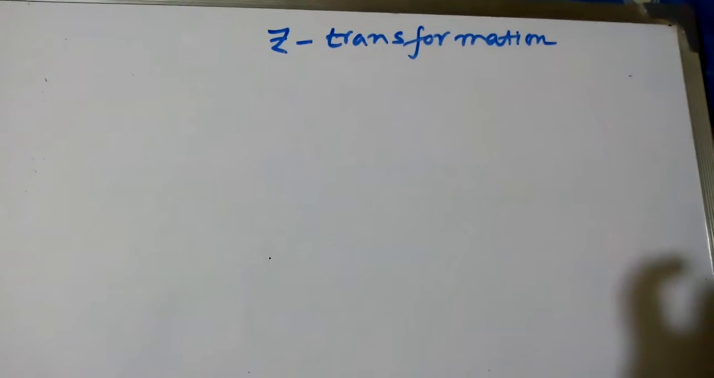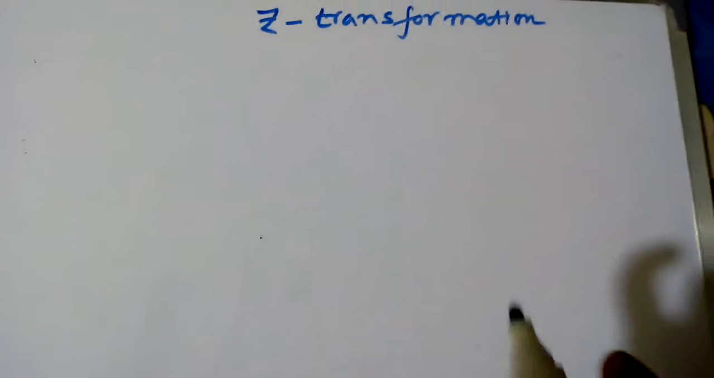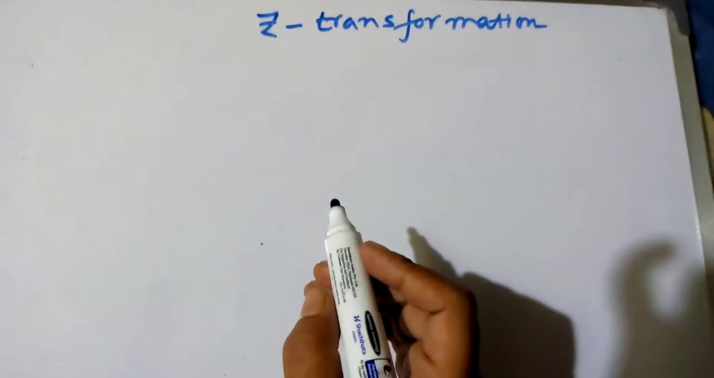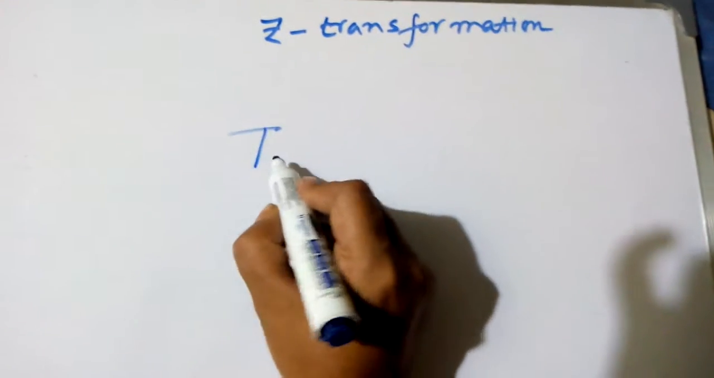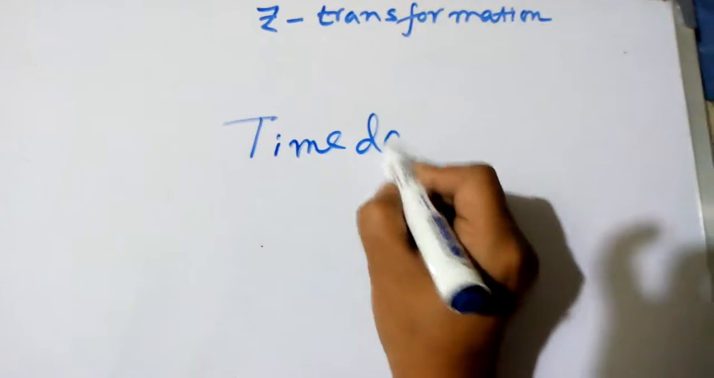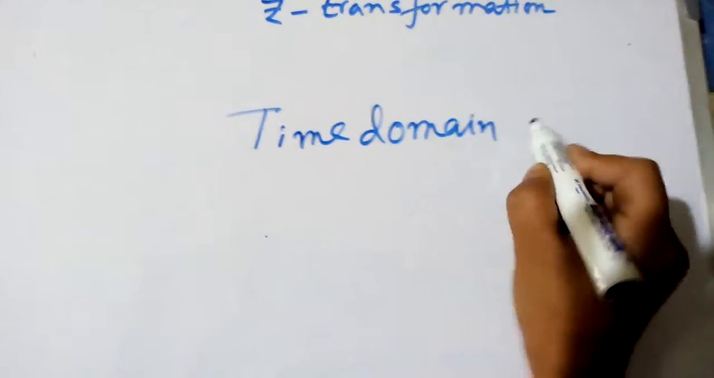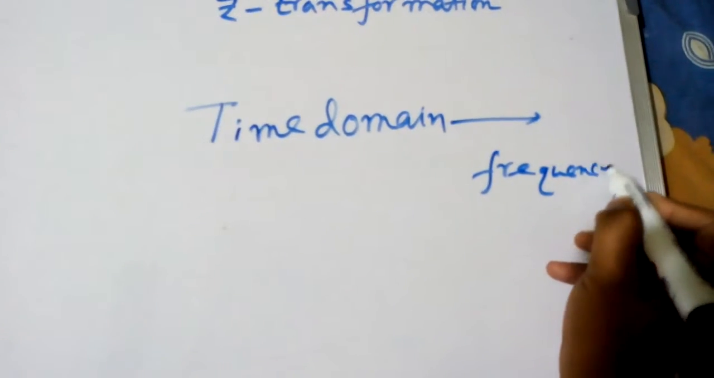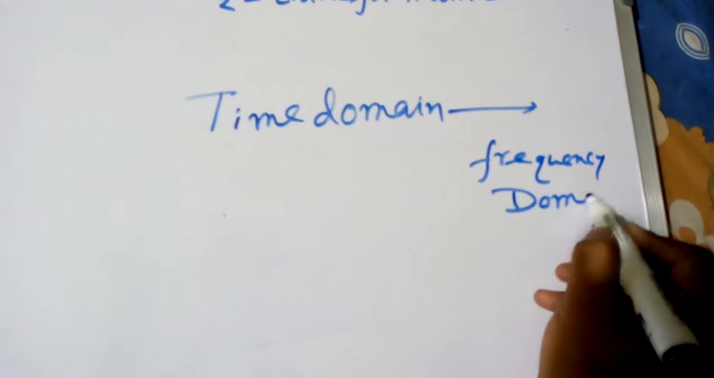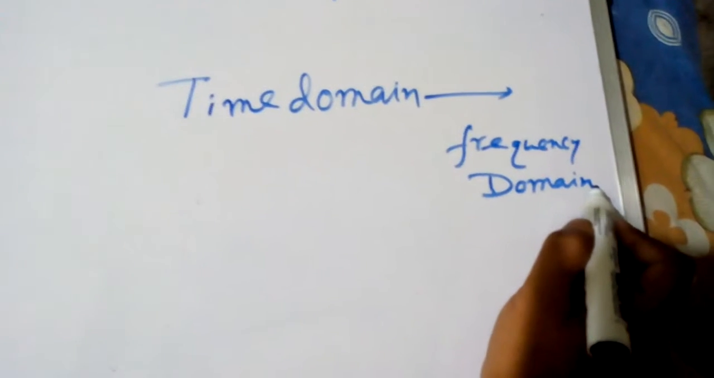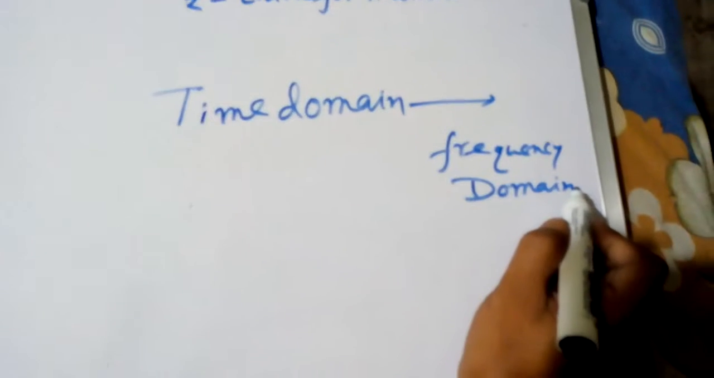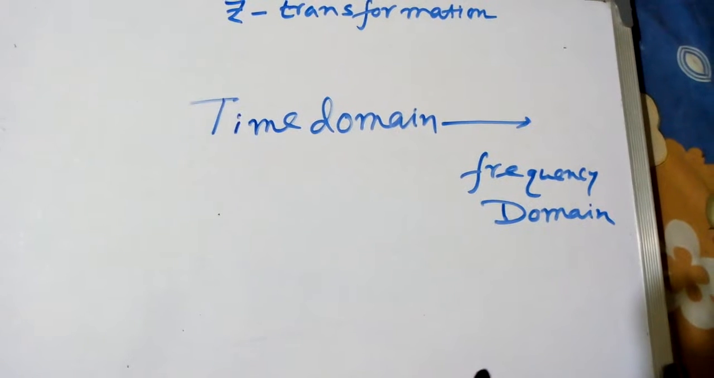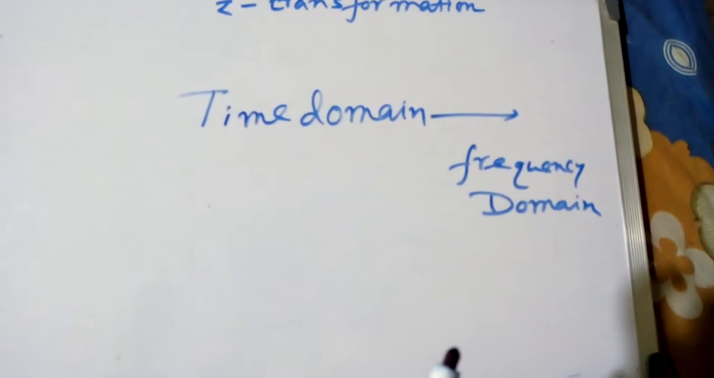So what does Z transform do? Basically, Z transform converts time domain to frequency domain. Okay, so Z transform converts time domain to frequency domain. There are two types of signal. One is continuous signal and another is discrete signal.